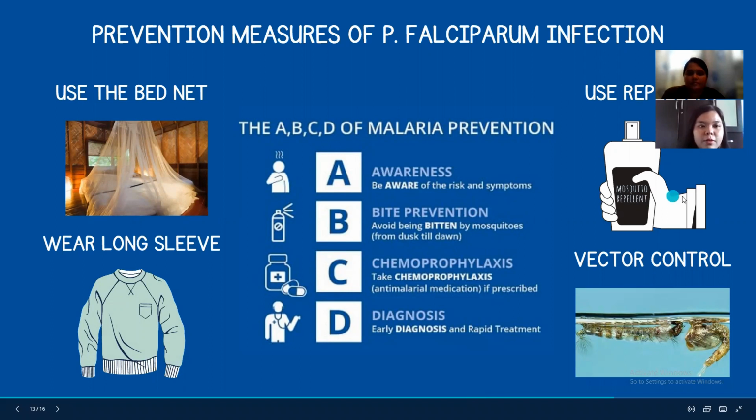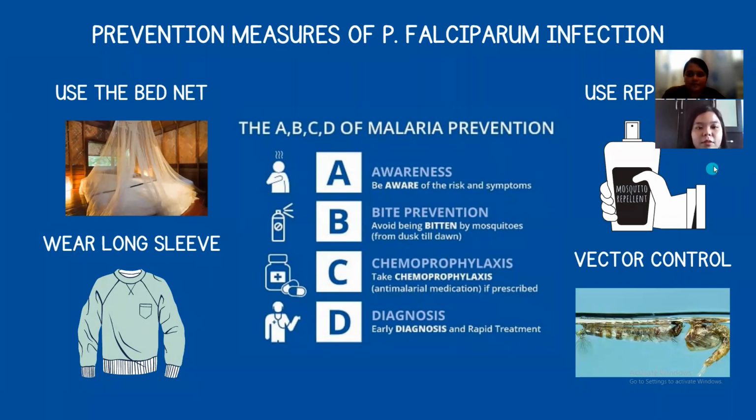Next is the prevention measures of Plasmodium falciparum infection. We can use the ABCD principle of malaria prevention. A is for awareness, being aware of the risks and signs and symptoms. B is for bite prevention, avoid getting bitten by mosquitoes, from dusk until dawn. C is chemoprophylaxis, which is anti-malarial medication if prescribed by a doctor. D is diagnosis, get an early diagnosis for rapid treatment.